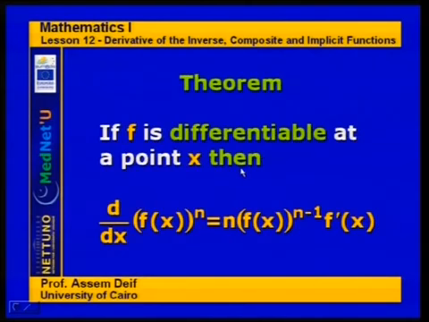Now you have some theorems. If f is differentiable at a point a, then consider the derivative of x to the power n. This is one application of the chain rule. Since you can assign f of x to u, you have d by dx of u to the power n equal to d by du of u to the power n, which is n u to the power n minus 1, that is f of x to the power n minus 1, times the derivative of f, which is f dash of x.